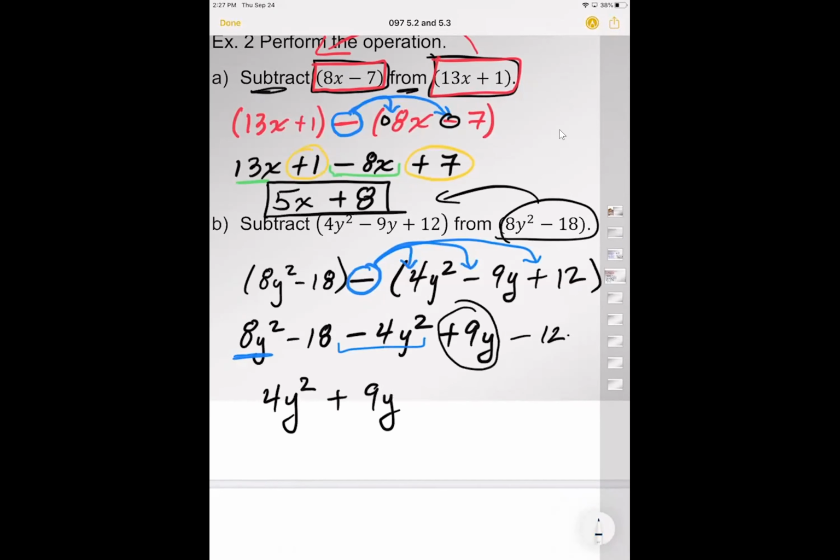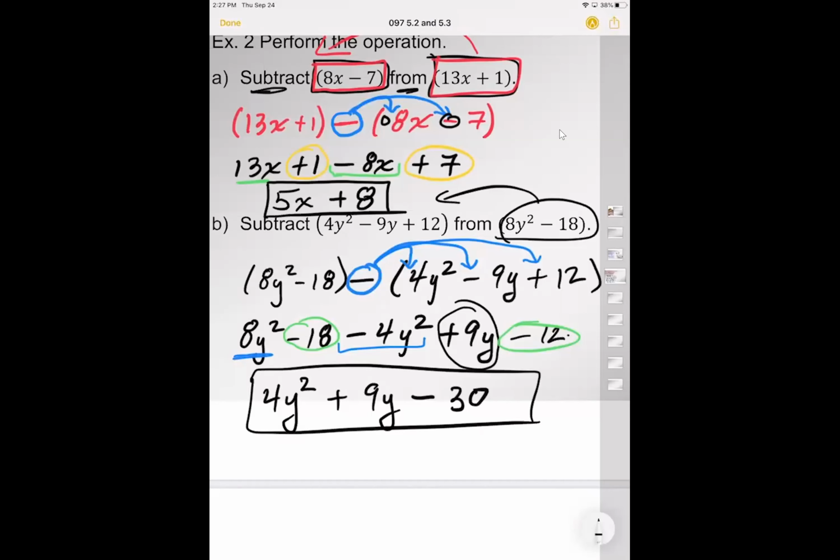I have 9y. And hopefully you guys see that we have a negative 18 and a negative 12. A negative and a negative, same sign, we add and keep the sign. So the answer would be negative, and we have 30. And in this case, this is what we have: 4y squared plus 9y minus 30. And this will be our second degree trinomial with the leading coefficient of 4.